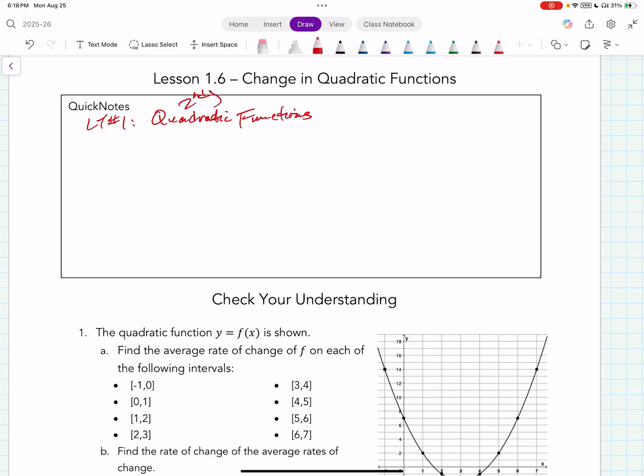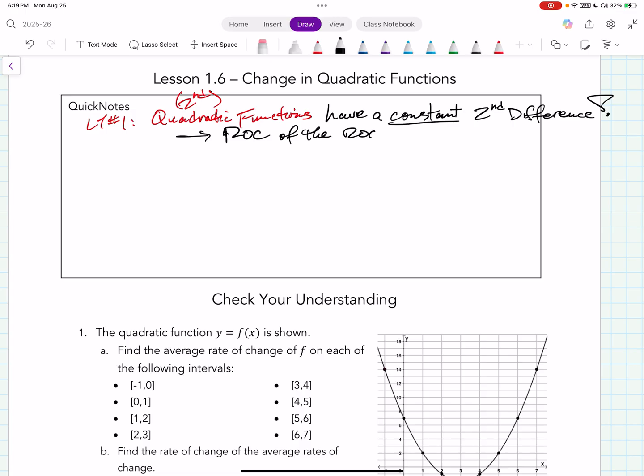Okay, second degree functions, like your parabolas that you studied a long time ago, have a constant second difference. That's the first thing we learned in the lesson right there. The rate of change of the rate of change is constant. This is the way you say it: the rate of change of the rate of change is constant.